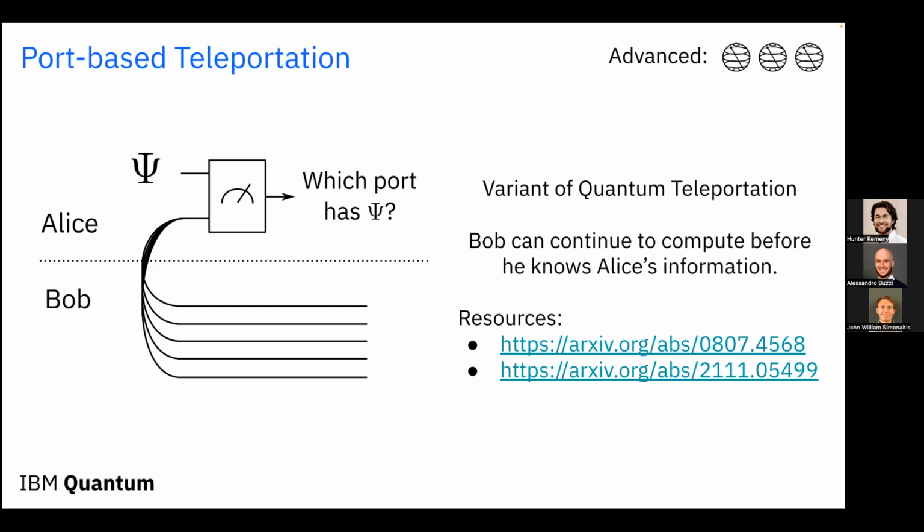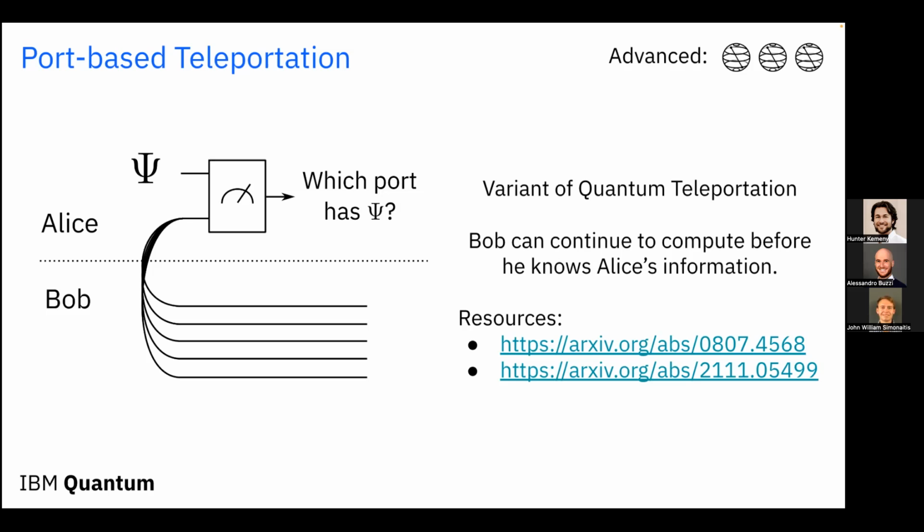The issue with quantum teleportation, the way that it's taught in the textbook, is that until Bob receives those corrections from Alice, there's nothing useful he can do with it. If he wants to, say, continue computing with that quantum state, he won't really be able to do that until he learns what Alice's corrections are. So this is a problem that port-based teleportation tries to solve.